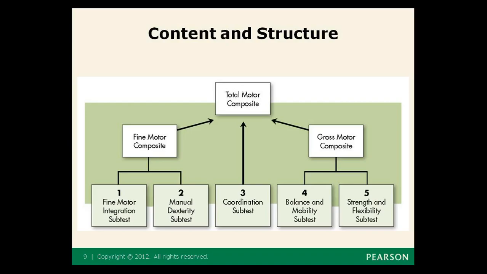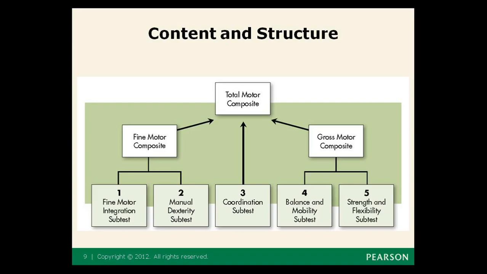The total motor composite is made up of fine motor composite, coordination subtest, and the gross motor composite. Although you can see on this graph here that the coordination subtest only contributes to total motor composite, so there's no other separate composite included. So let's talk a little bit about what's included in each of these tests.